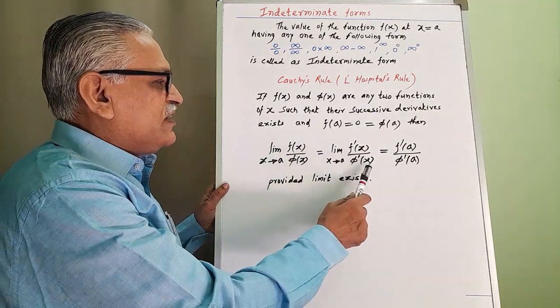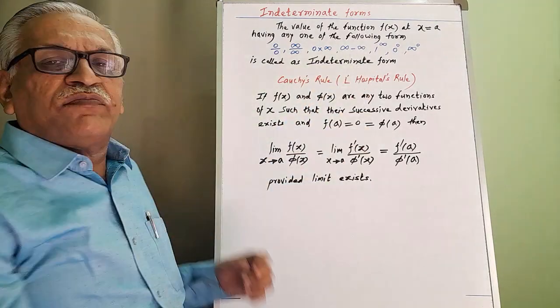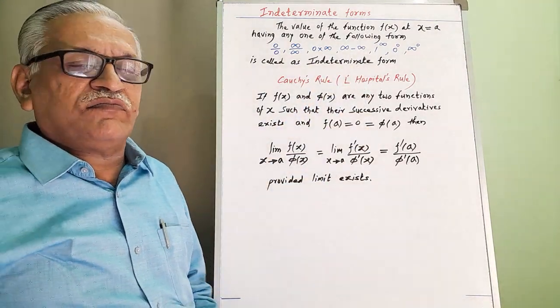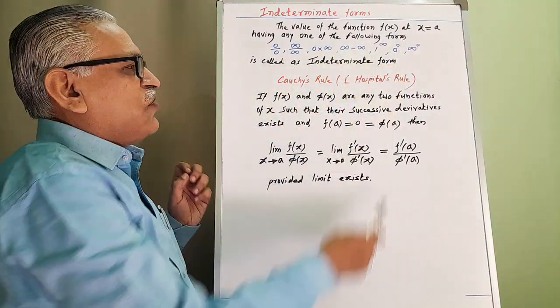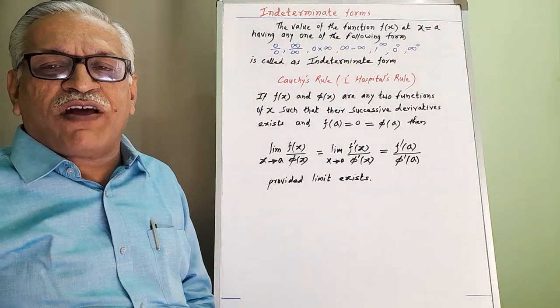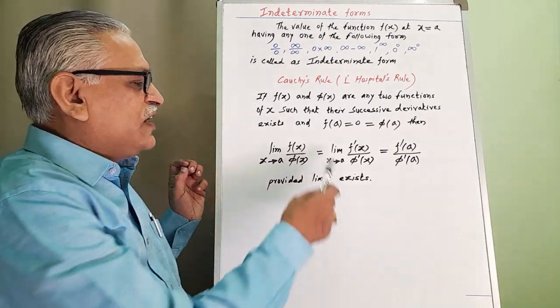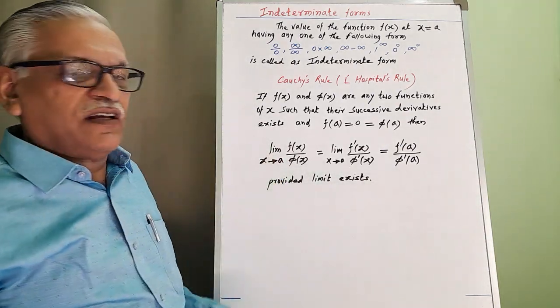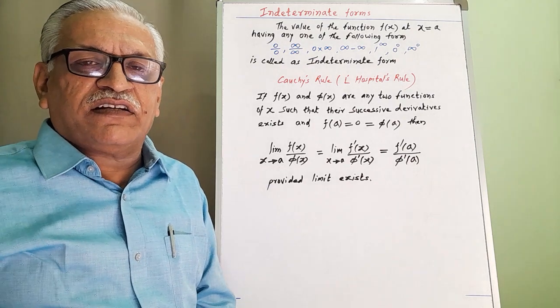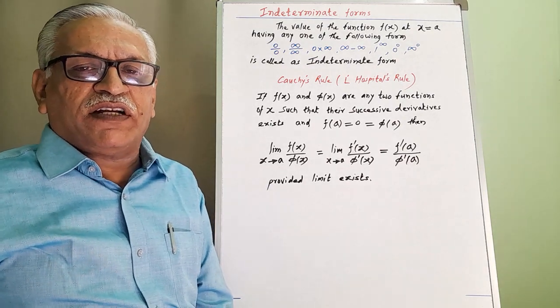We have to apply this till we get some form other than this form. That means if we get the true value of the limit, we can stop the process. Otherwise, we have to apply this again and again. Then I will discuss the first form, that is the 0 by 0 form.